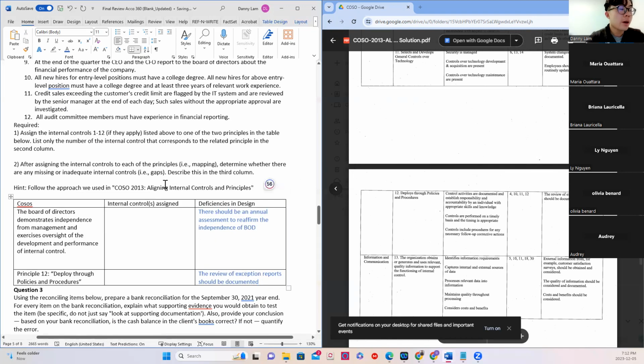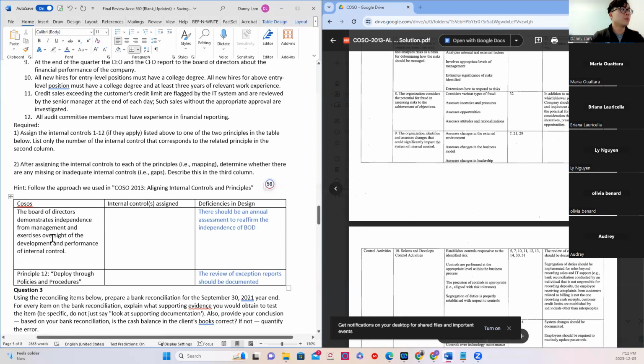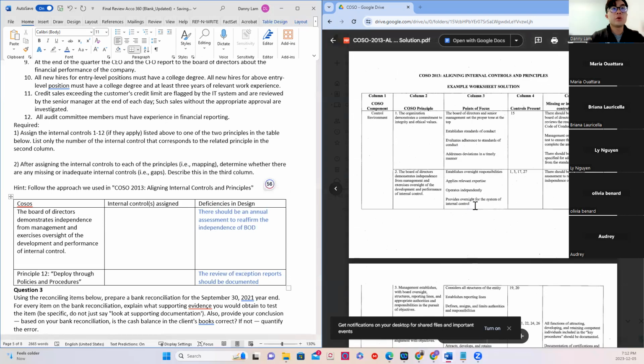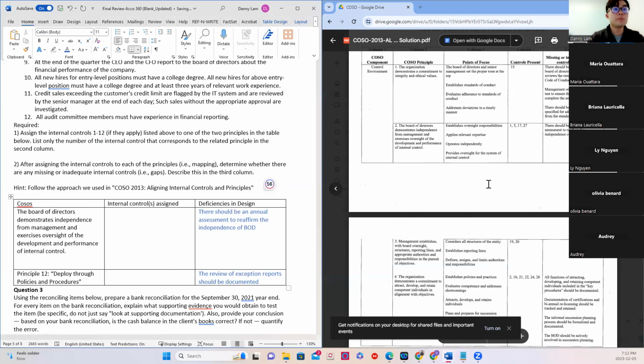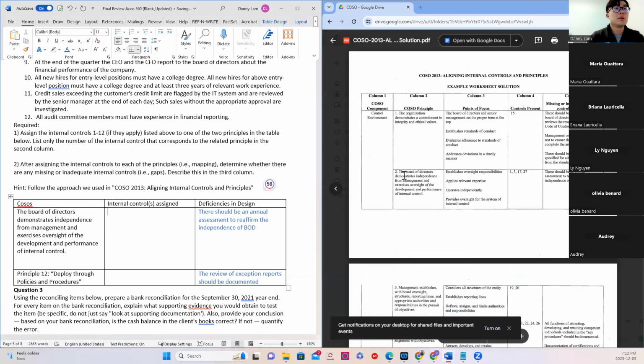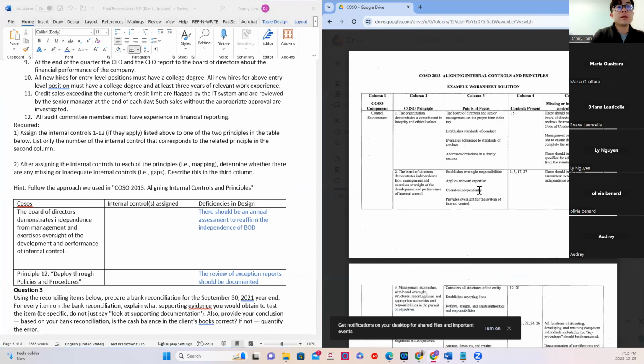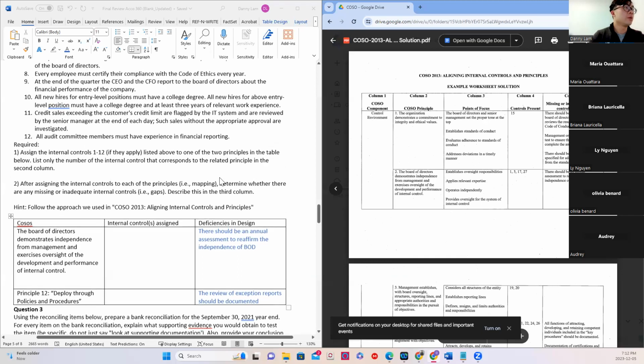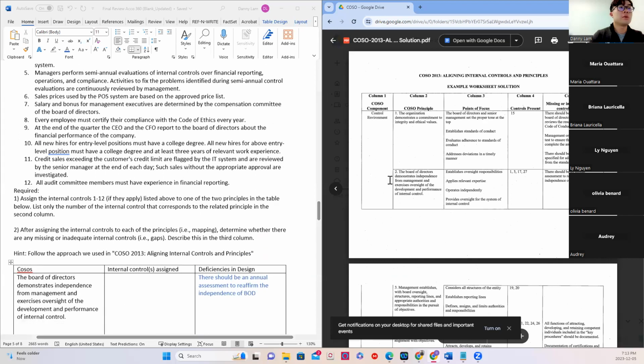All right. So let's go through what this means. That's how you go in the grid here and look at the board of directors. It establishes oversight responsibilities, applies relevant expertise, operates independently, right? That's an important word. It provides oversight of the system of internal control. Okay. We're going to go one by one, and you guys tell me, should it go here or no? Okay, so look at this here.